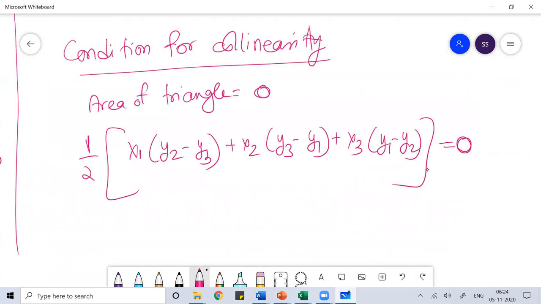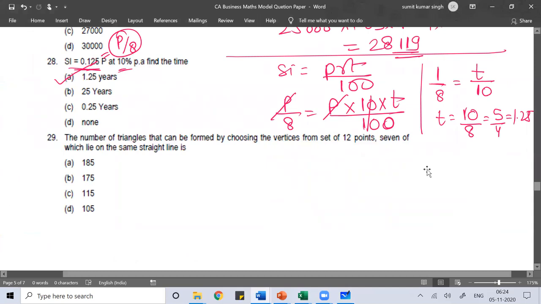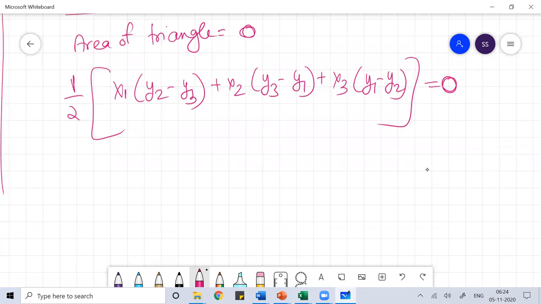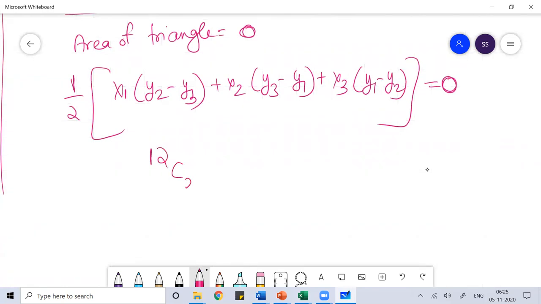So if the area of the triangle is zero, then the points are collinear in nature. If you understand here, 12 points are there. From 12 points, how many triangles can you draw? 12C3 triangles can you draw. You join 3 points, you get a triangle. But the problem is that out of 12 points, 7 points are collinear.